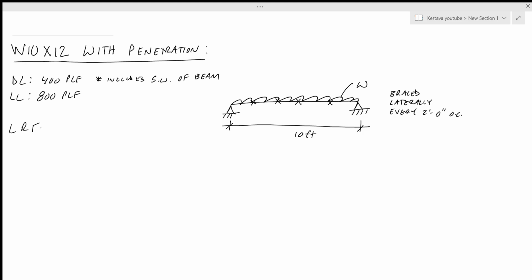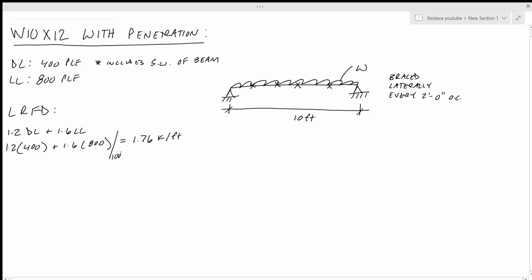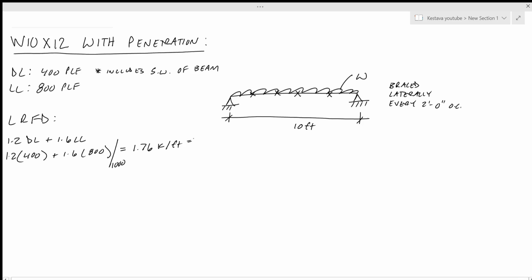Design under LRFD criteria, and our governing load case is going to be 1.2 dead load plus 1.6 live load. So obviously that gets us 1.2 times 400 plus 1.6 times 800, which comes out to a uniform load of 1.76 kip per lineal foot. This is actually divided by 1,000. And that equals W.